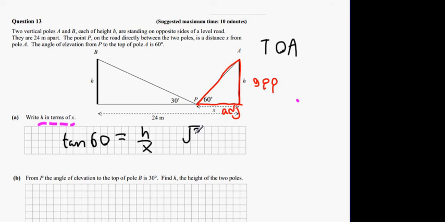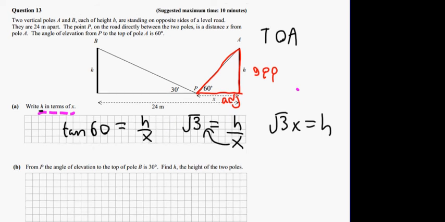What is tan 60 in the calculator? Pretty sure it's root 3. Is everybody happy with that? Root 3 equals h over x. Now, it wants h on its own. Bring the x up, and you're going to get root 3x equals h. Happy enough with that? Okay? Any questions?